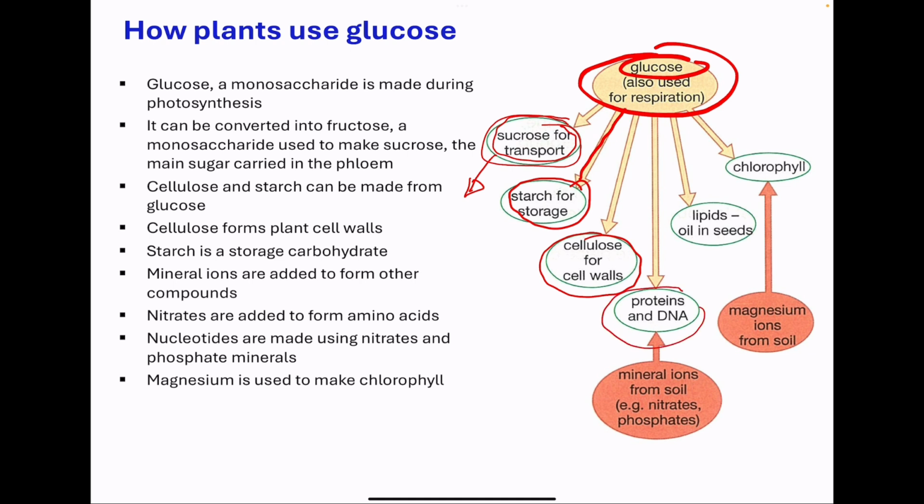To do this, we have to add other compounds like nitrates, phosphates, and so on. Phosphates are found in the nucleotides. Nitrates are found in the nucleotides, in amino acids, and so on. So if we want to make DNA and proteins, we need nitrates and phosphates. Then to make chlorophyll, to glucose, we will add magnesium ions from the soil in order to make chlorophyll. And then glucose can directly be used to make lipids, which are the oils in seeds.